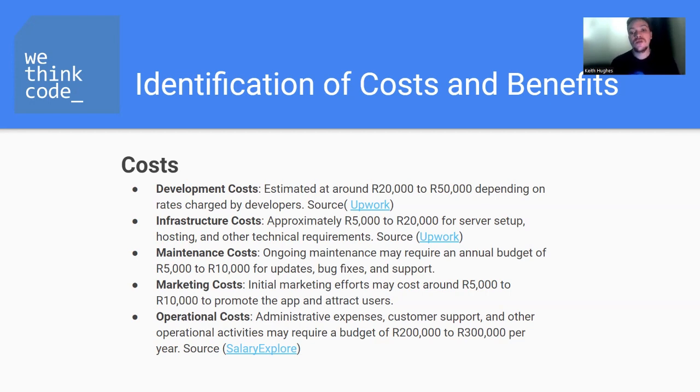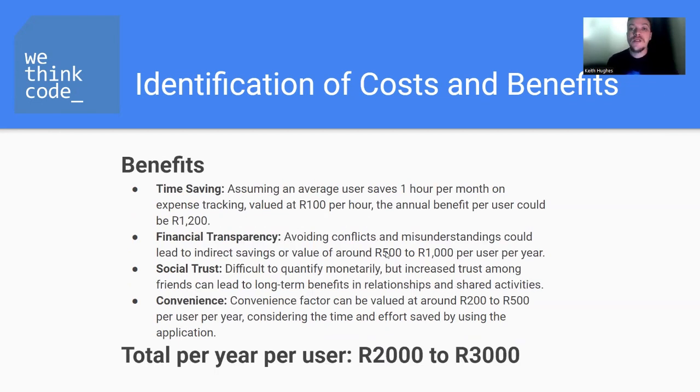Sources for this information, we used Upwork and Salary Explore. Next, I'll be taking you through the benefits. So these benefits are basically user benefits that we've identified the user will have, and we've converted those benefits into actual monetary amounts. So starting off with time saving, we've estimated that a user can save at least 1 hour per month on expense tracking, and we're valuing that at least 100 Rand per hour. So every year that would be 1,200 Rand per user.